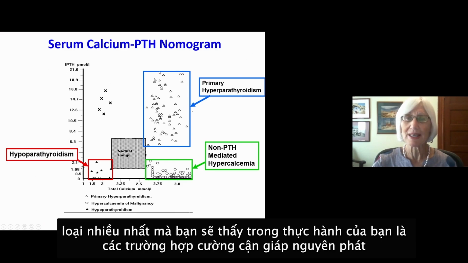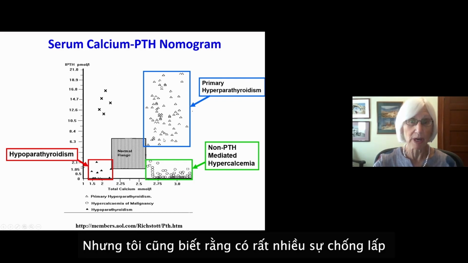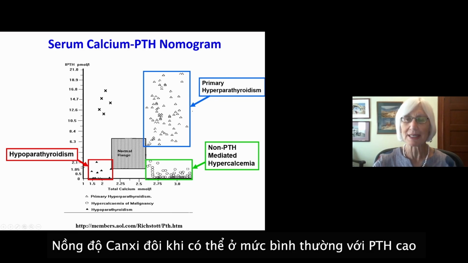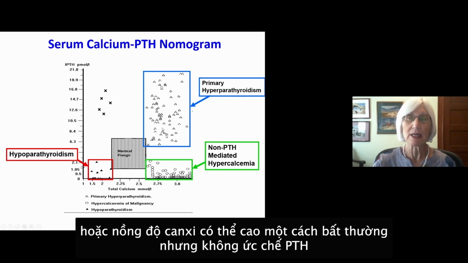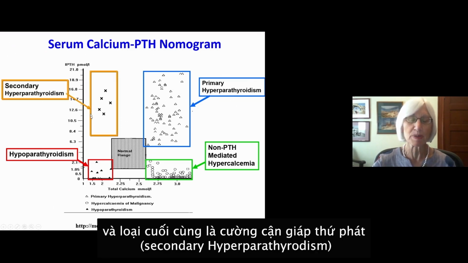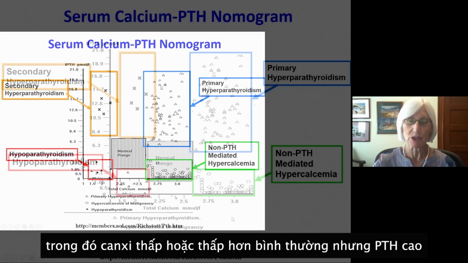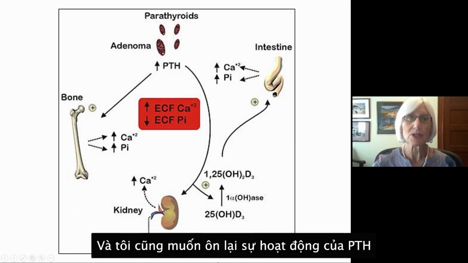The biggest category that you're going to see in your practice are cases of primary hyperparathyroidism, where both the calcium is high and the PTH is high. But I'd also note there's a lot of overlap. Calcium can sometimes be in the normal range with a high PTH, or calcium can be high with an inappropriately normal but not suppressed PTH. And the final category is secondary hyperpara, in which the calcium is low or low normal, but the PTH is high. And I'd also like to just review the actions of PTH.